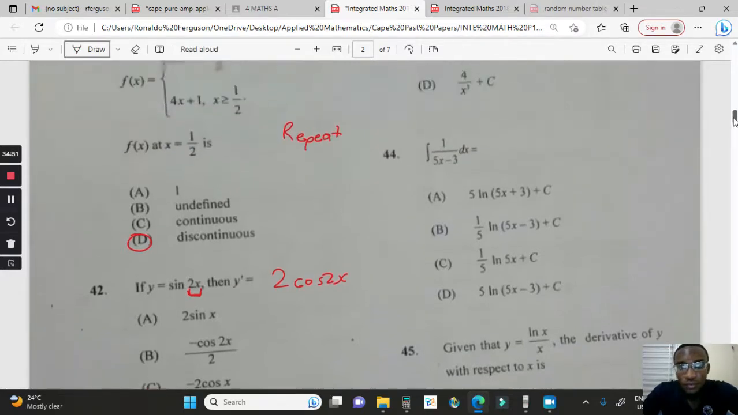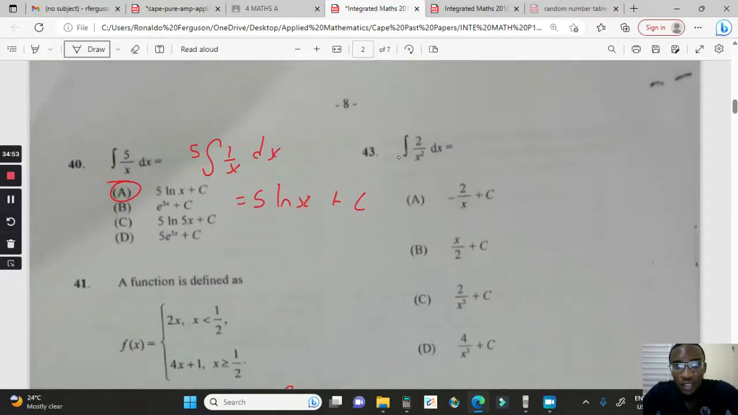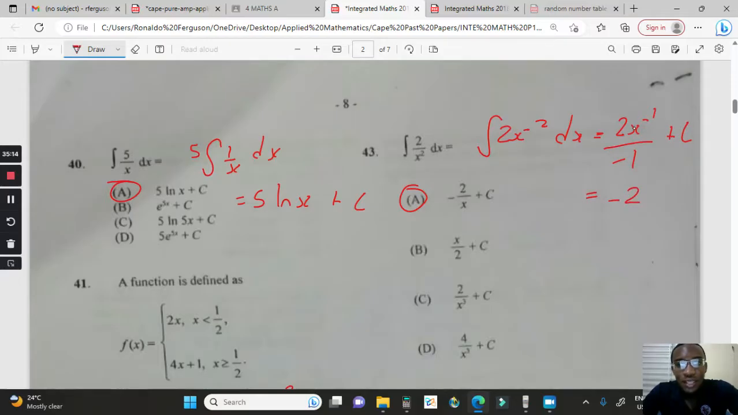Now number 43, we integrate 2 over x squared. I know this is a big repeat question, it's A, but just to show you the working, this is 2x to the minus 2. Integrating, add 1 to the power, now divide by the power, plus C. 2 divided by minus 1 is really negative 2, and x to the minus 1 is 1 over x. That's how we get the answer. Easy, no problem.